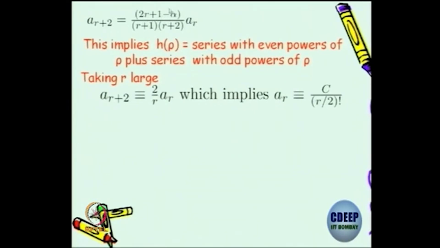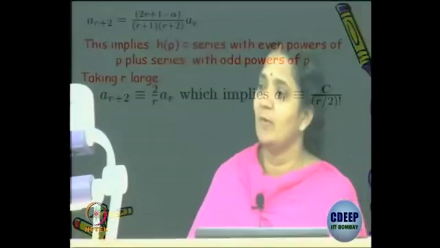You can ignore these constants, and you will end up saying that the coefficients of large subscript R will be related to the lower coefficients by 2 over R. My aim is to find the solution. That is why I am trying to do it from first principles, rather than looking at the Schrodinger equation and going to the mathematician's literature to find the solution. I am not doing that.